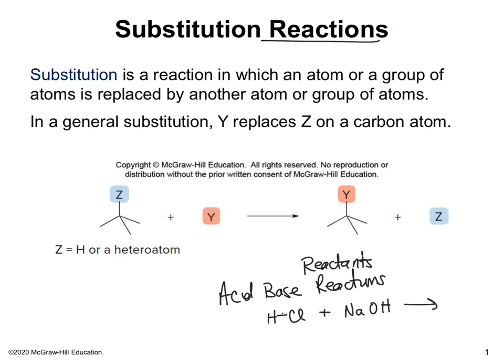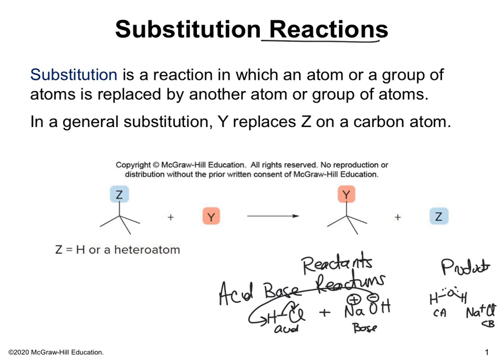So this is a typical reaction, and then we predict the products. You label this as an acid and this as a base, and then we make that a plus and this a minus. These are the curved arrows, and that makes water and then sodium chloride. And you learned that if this is the acid, this is the conjugate base, and this is the conjugate acid.